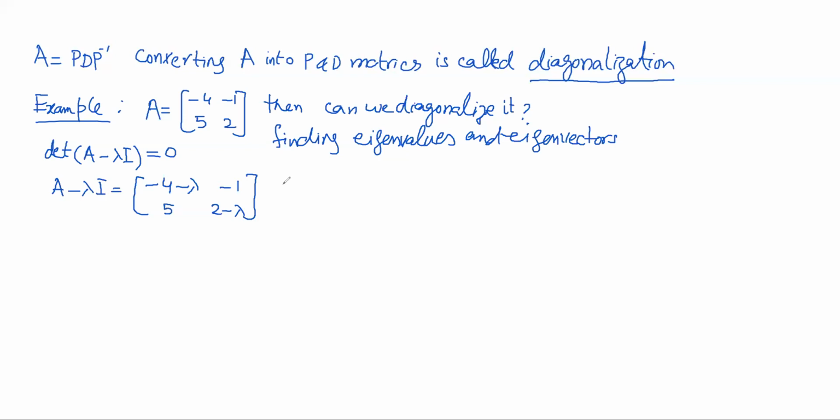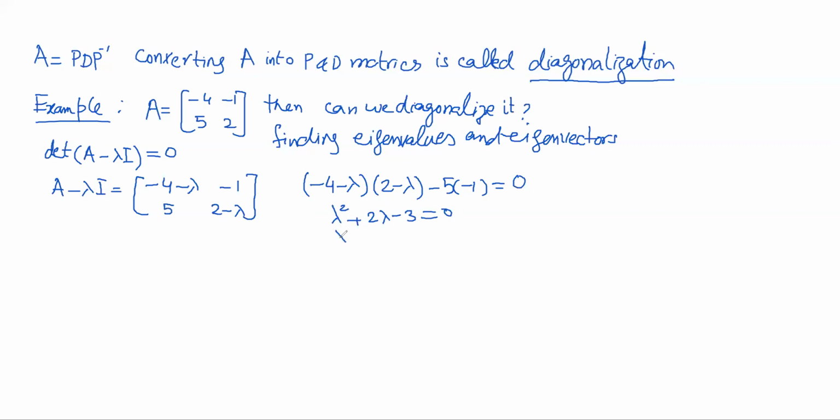And what will be its determinant? Its determinant will be -4 minus lambda into 2 minus lambda, minus 5 into minus 1. And for the characteristic equation, we should equate it to 0. If you simplify it, you will get lambda square plus 2 lambda minus 3 is equal to 0.